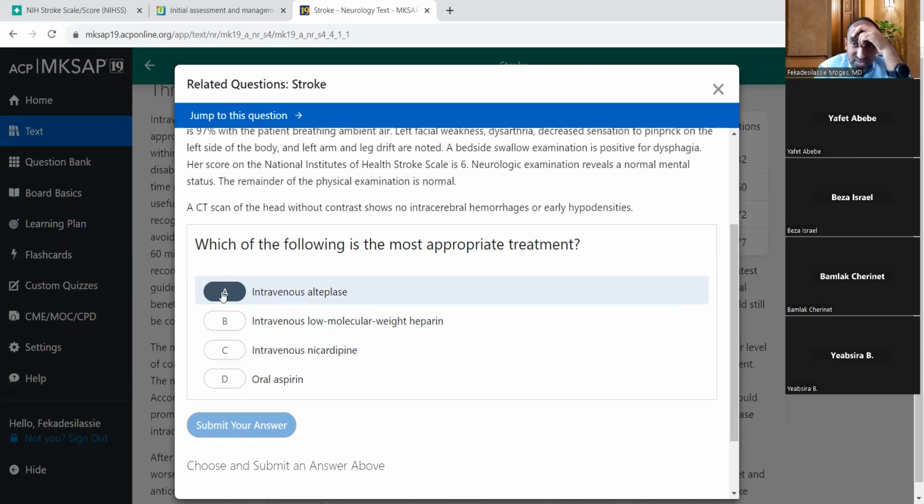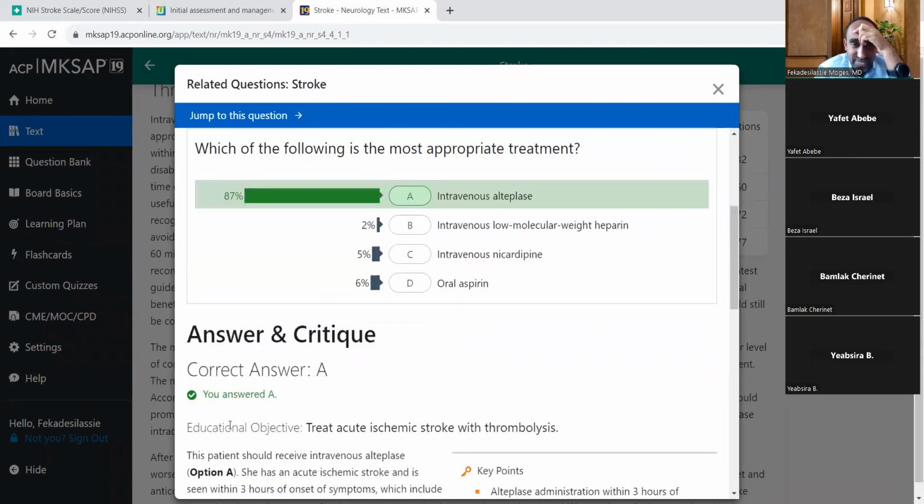So we give her IV alteplase. You got it. Very easy.